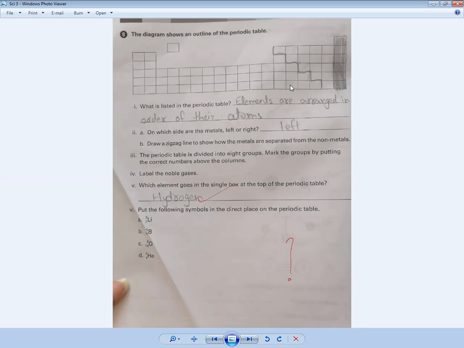Now come to question number 3. The periodic table is divided into 8 groups. Mark the groups by putting the correct numbers above the columns. Okay, the periodic table is divided into groups, so you have to write here groups. This is the first column. So you write here in Roman numbers 1, write here number 2.